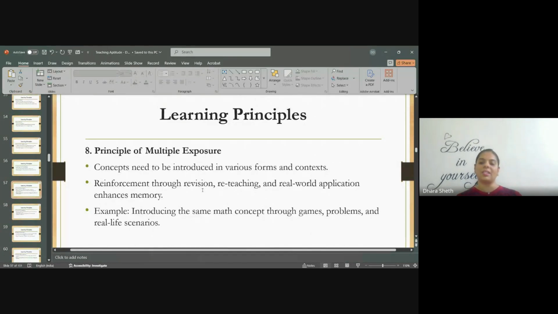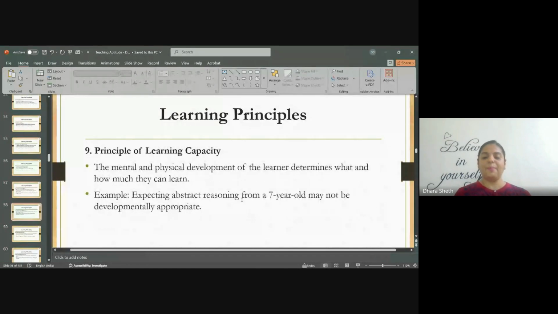So the same maths concept is taught through games, and then problems, and then real life scenarios. Like if you remember when you used to solve math problems, it was like the ladder needs to be put down at what angle so that it forms a right angle. Those kind of questions. Principle of learning capacity. The mental and physical development of the learner determines what and how much they can learn.